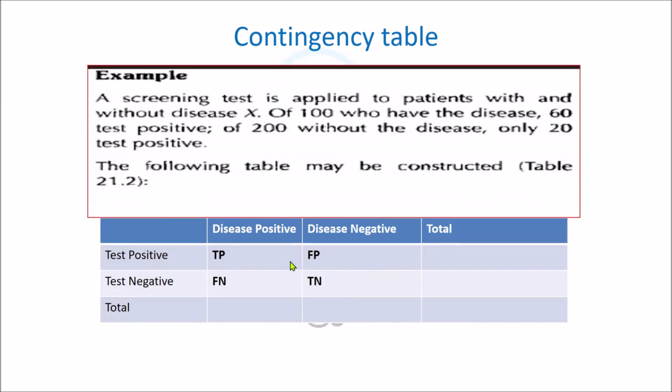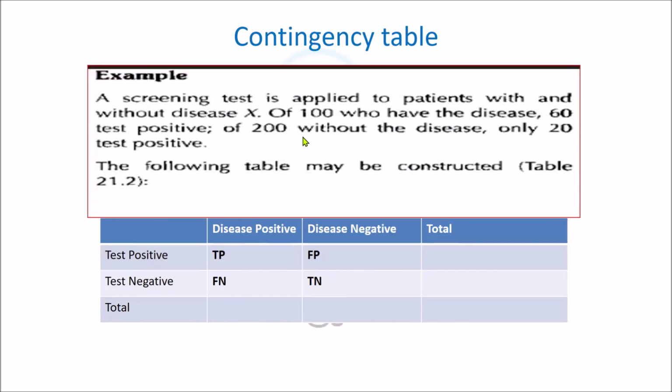Now, how many are negative, though the disease is positive? 40. So these negatives are not truly negative, these are falsely negative. So this is the 40. TP, FN. And the total will be 100 here. You can write 100 here, total. Okay. Now come to another piece of information.